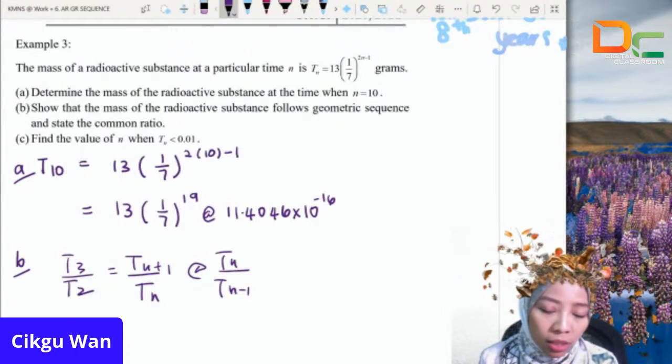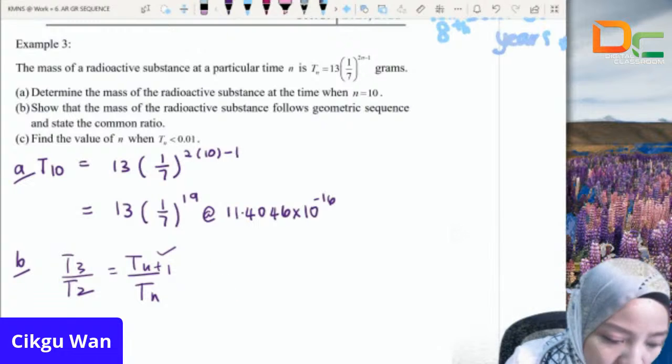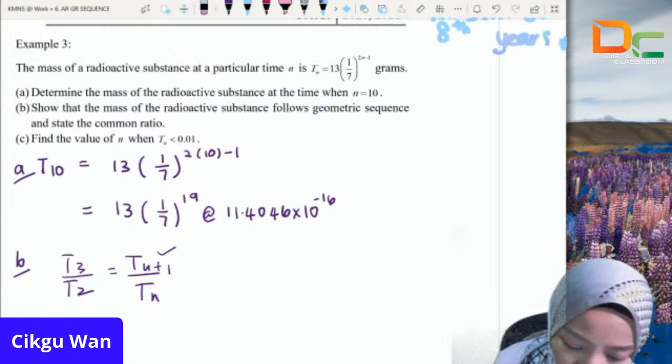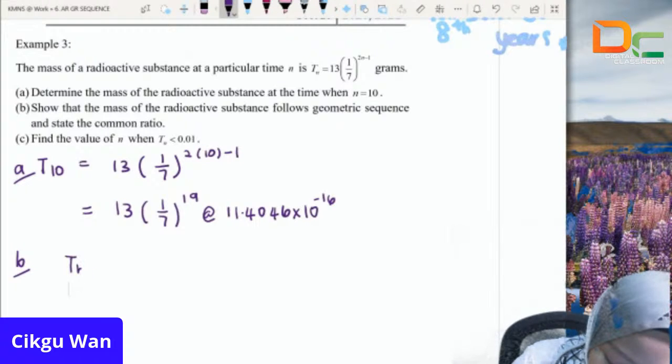So I choose yang inilah. Okay, so I choose untuk buat yang ini. Okay, let's do this together. Okay, so Tn plus 1. Okay, what we have to do is buktikan Tn plus 1 over Tn.